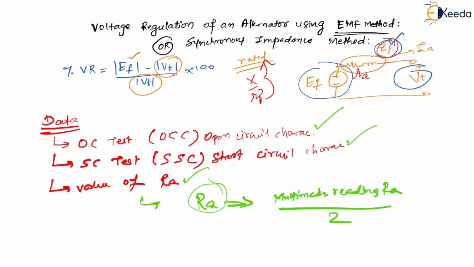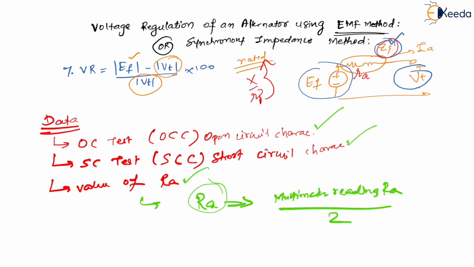So these are the three data that we have. Now let us see how you can solve the things, in the sense how you can find EF. That is the question. In order to find EF, RA you already have, you have OCC as well, you have got SCC characteristics as well. Let me correct this, this is not SSC, this is SCC, the short circuit characteristic, because circuit comes from C, correct? Now RA is given by the multimeter reading, which you divide by 2 to get armature resistance RA.